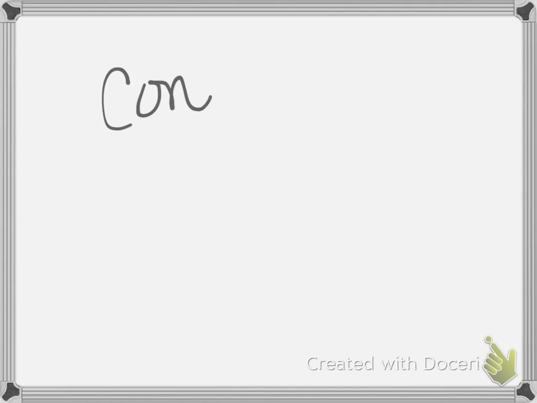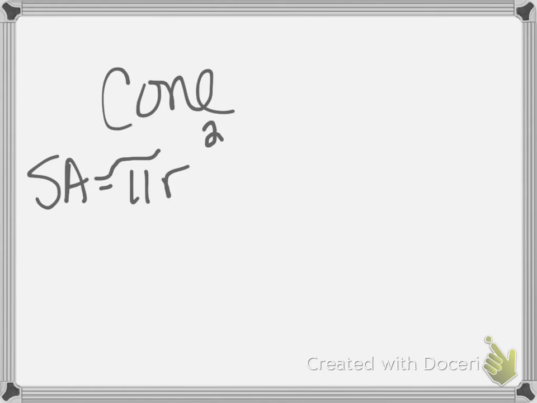For a cone, they probably would give you it, and I'm saying probably, it's not guaranteed. Surface area for a cone is pi r squared plus pi r l. So r again is your radius, l is your slant height. Not the vertical height, but the slant height. And then on the right hand side, page 229, it starts going into volume.